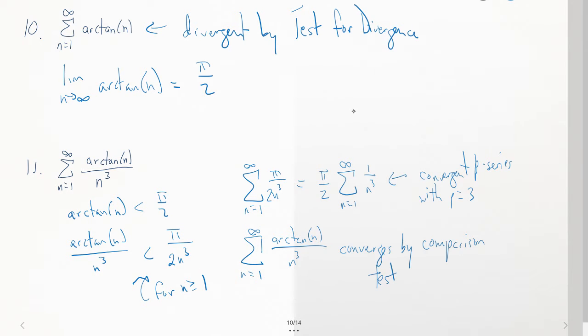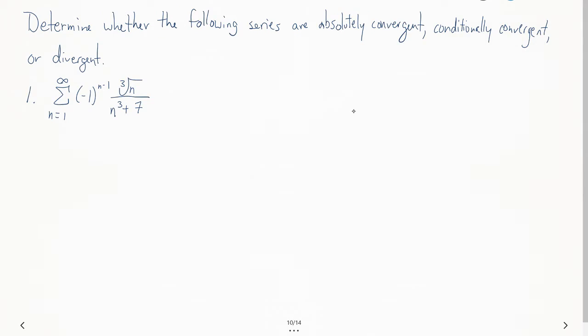Alright, so that's a lot of comparison tests, limit comparison tests, and all that stuff. Now, we're going to get into absolutely convergent, conditionally convergent, or divergent. And so, in terms of what goes on there, if the sum of the absolute values of a sub n converges, then this is a scenario we call absolutely convergent.